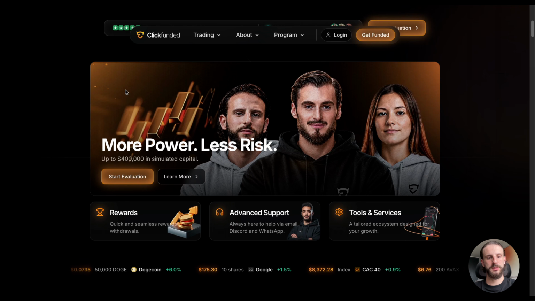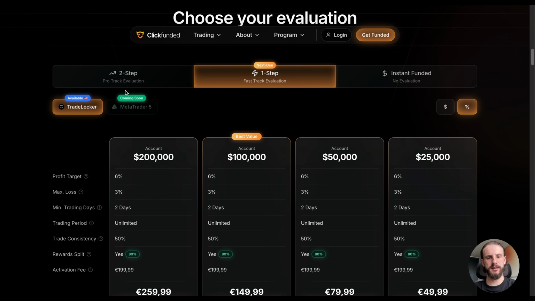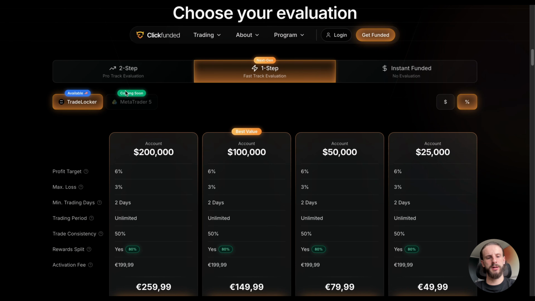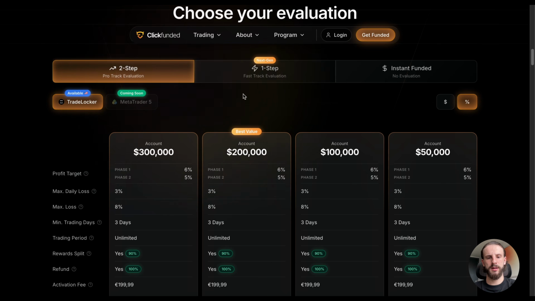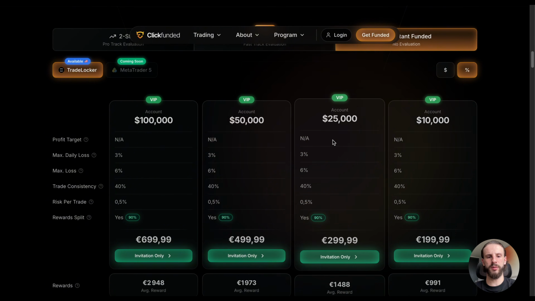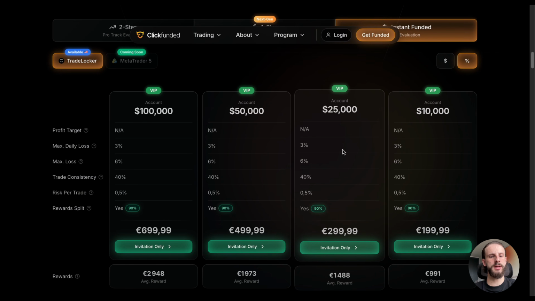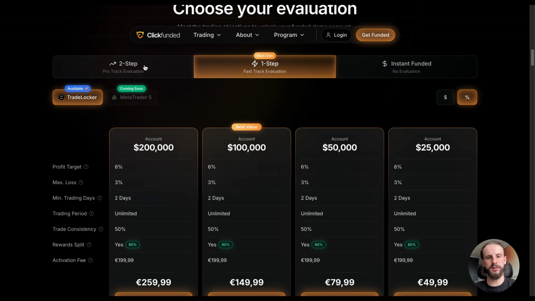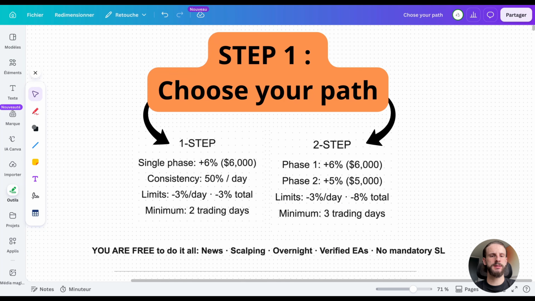Okay, so now let me show you directly on the website. Here are the three types of challenges we offer. So you have first the one step, you have the two step as well, and third, here you have the instant funding, but that one is only available by invitation, and it's basically reserved for traders who have already made a payout with us. So for today, we're going to focus on the two that everyone can access, the one step and the two step.